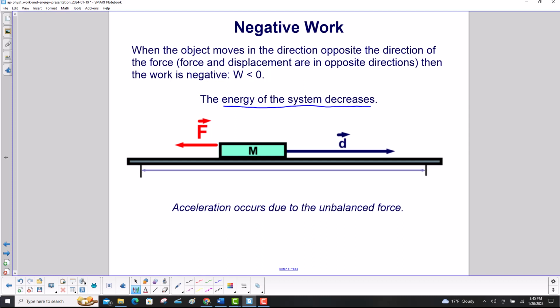So how does this happen? Well, picture this as a car, and it's moving in this direction, and you hit the brakes. The acceleration and the force are certainly in this direction. Remember, the force doesn't tell you which way you're going, it just tells you what the acceleration is. So the car is slowing down, so its energy decreases.